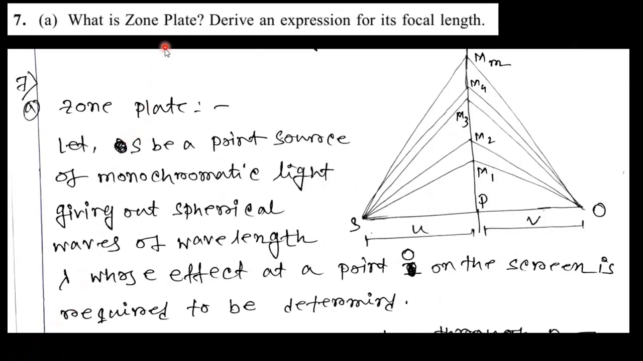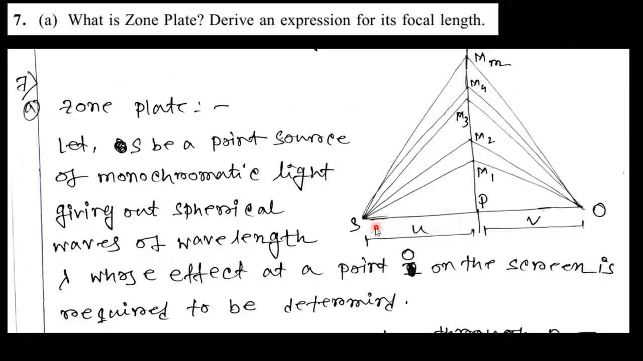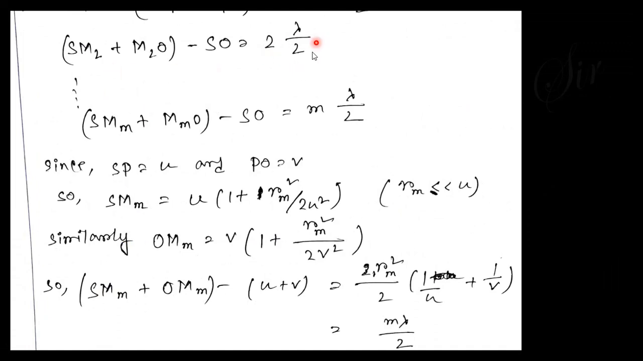Next one, what is the zone plate, and derive the expression for focal length. A zone plate is nothing but a plate where you take consecutive dark and transparent zones, dark and transparent, such that the difference between the two path lengths is lambda by 2. So S M1 plus M1 O minus SO must be lambda by 2, and so on. Clear? Similarly, for the second it is 2 into lambda by 2, and for the mth it is m into lambda by 2.